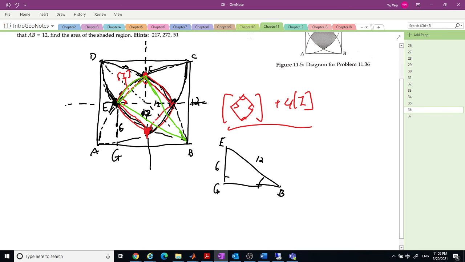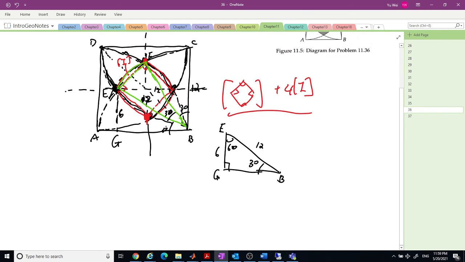So you know this is the 30 degrees and this is the 60 degrees. So you know this is 30 degrees and this is 30 degrees. So here is the trisection, right? Now, if we know the 30 degrees, we can calculate the sector, okay?